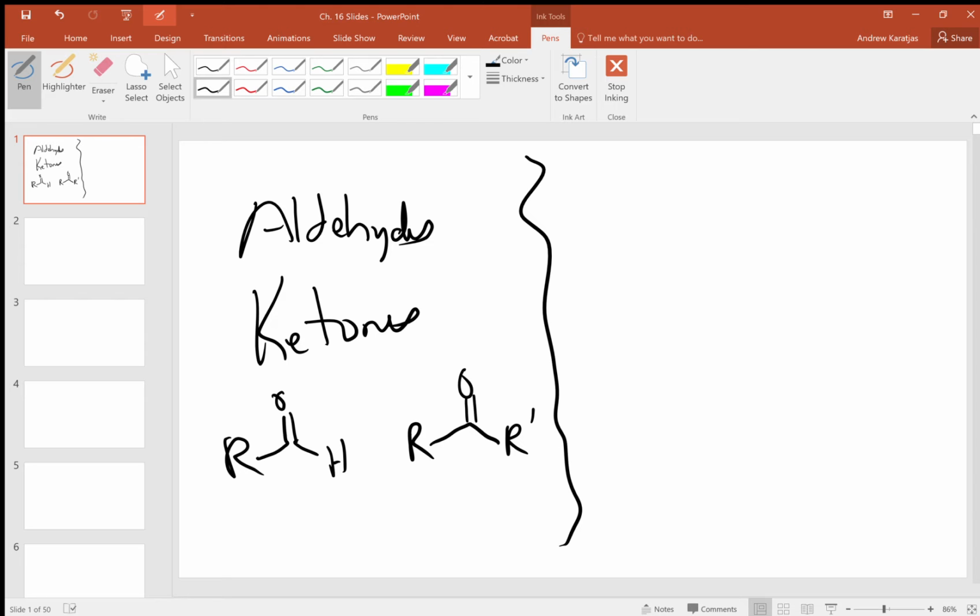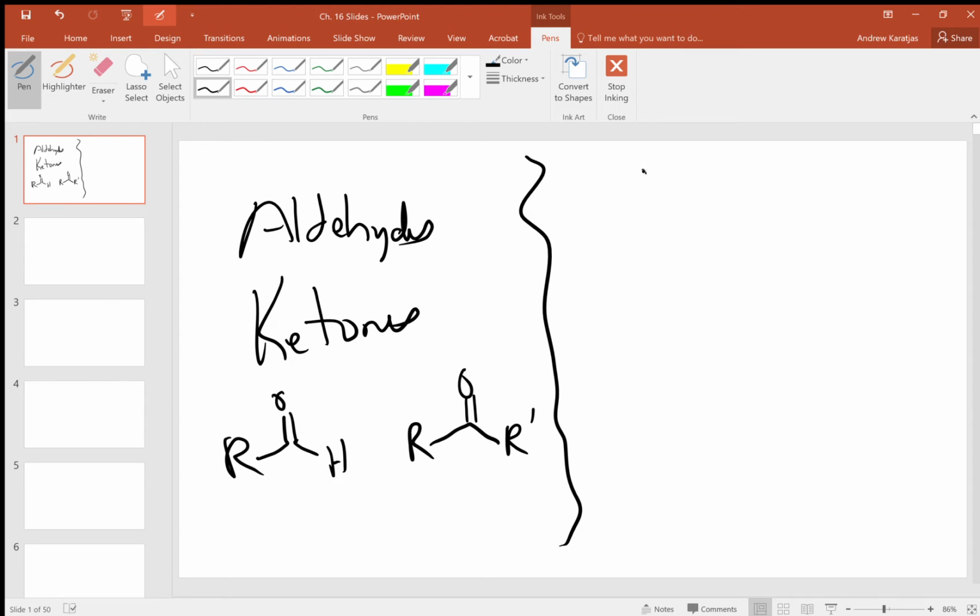So the only difference between an aldehyde and a ketone is that one has a hydrogen attached to the carbonyl, while the other one has a second carbon group. And while structurally that is a difference, and we give them different names in terms of functional groups, it doesn't have as much impact on their reactivity as we initially might expect it to. We see a lot of very similar behavior.